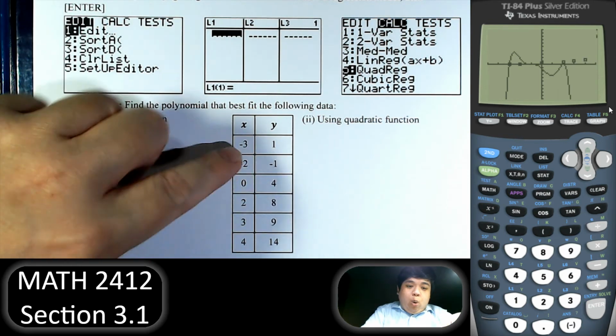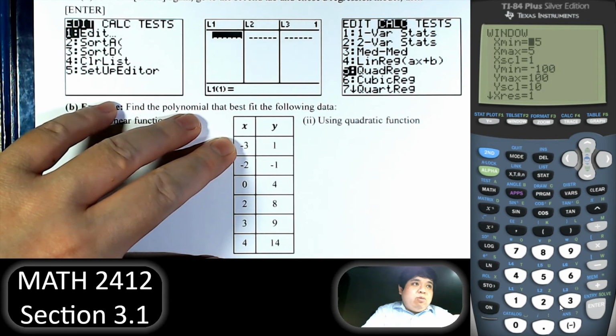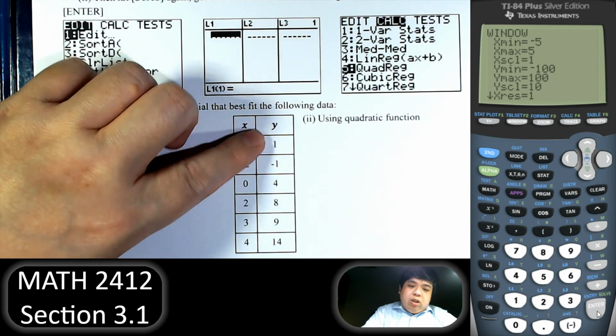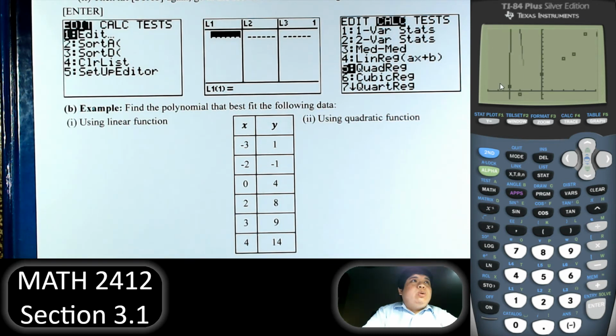Let's change the coordinates so we can cover all of these points. Hit the window, x from -5 to 5. The y values will go from the lowest, -1, to the highest, 14. So let's say the lowest y value is -2 and the highest is 15, and we divide every 1. And hit graph. So we have those points.